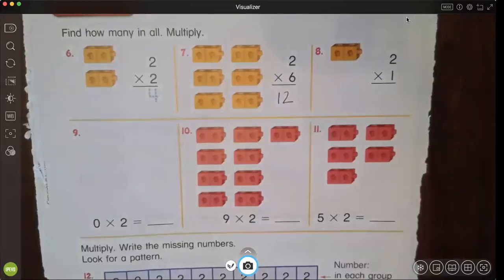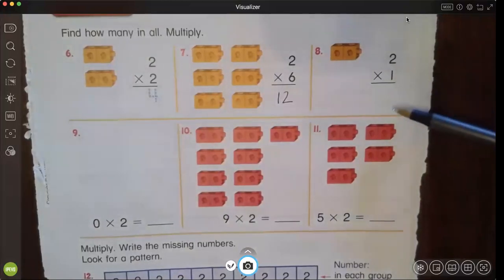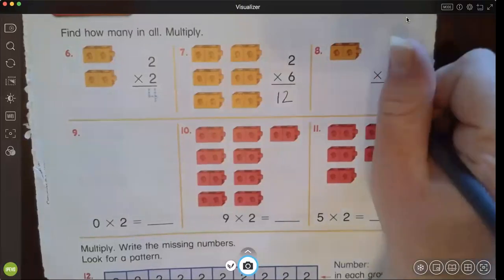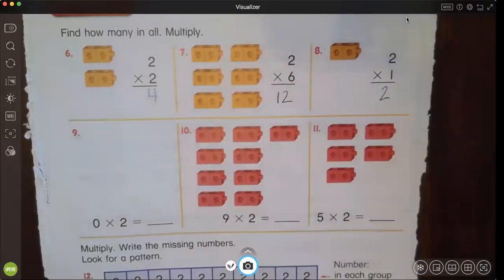All right, now, I'm gonna let you in on a little secret, okay? But it's a secret, okay? 2 times 1. Anything times 1 is gonna be that number, okay? Because that's like saying you have 1 group of 2. So if you have 1 group of 2, how many do you have? You have 2, okay? 7 times 1. You have 1 group of 7, so how many do you have? 7. 700 times 1. You have 1 group of 700. How many do you have? 700. Okay? So anything times 1 is that number. So 2 times 1 is 2. 3 times 1 is 3. 7 times 1 is 7. Okay?